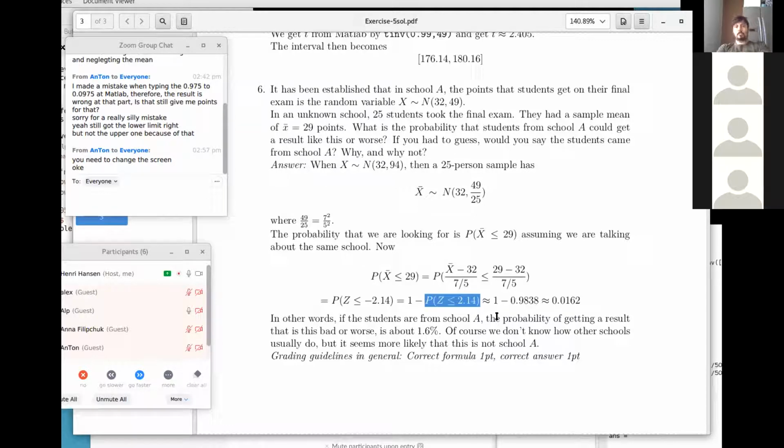So you have to understand that when we make such an open-ended assumption about how to interpret this, this is only that if they are from school A, the probability is 1.6%. But we usually cannot say what the probability is if they are not from school A. So it has to be understood that very often the statistics that we make and the probabilities that we calculate are under some certain assumption.